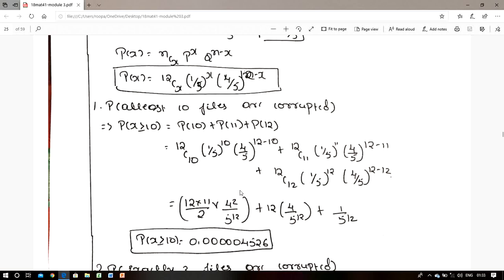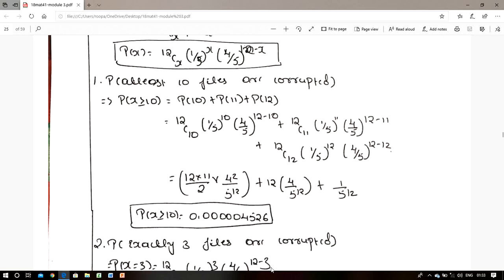It can also be written as P of x greater than or equal to 10. At least means minimum 10 or minimum 11 or minimum 12. So simply we can write x greater than or equal to 10. So we can write P of x is equal to 10, plus P of x is equal to 11, plus P of x is equal to 12. So here we take x is equal to 10, x is equal to 11 and x is equal to 12 in this equation. Simplify and we get this value. Okay, come to second condition.